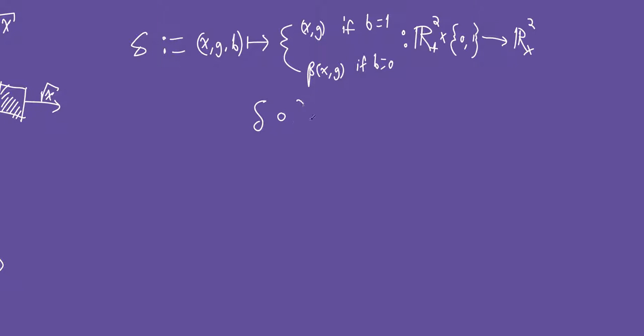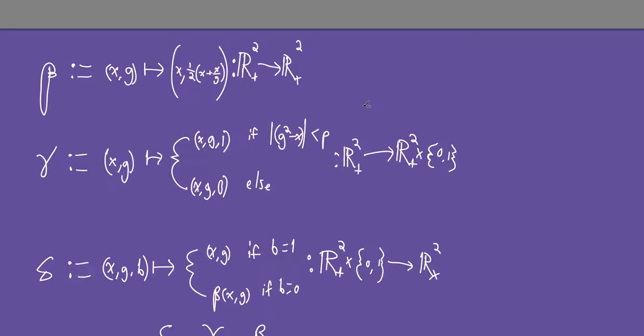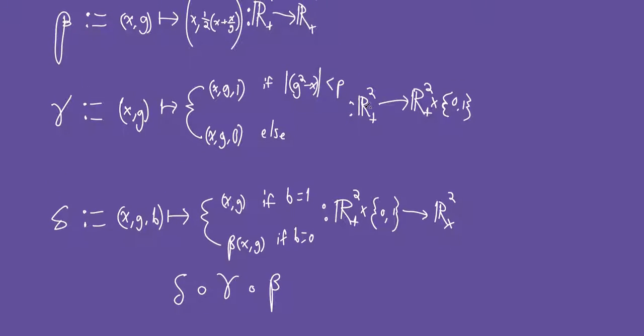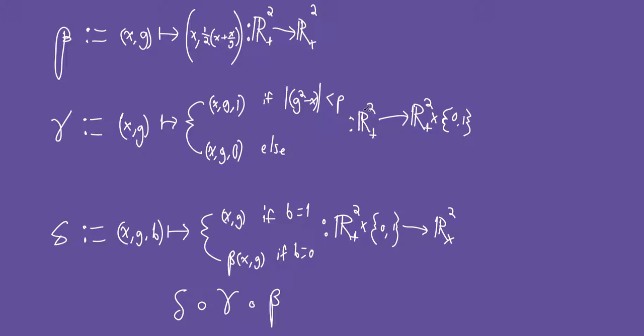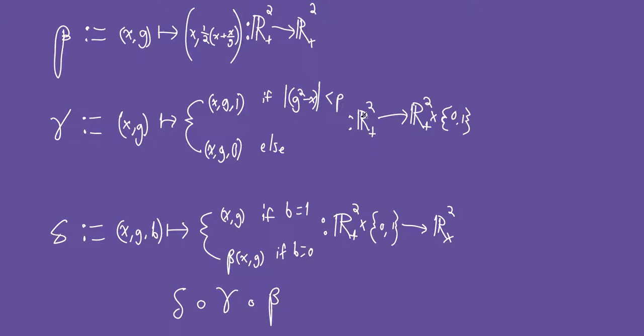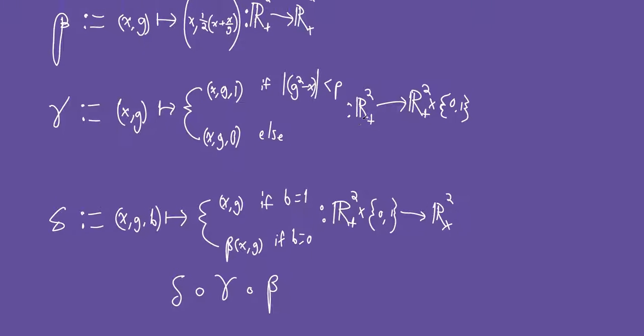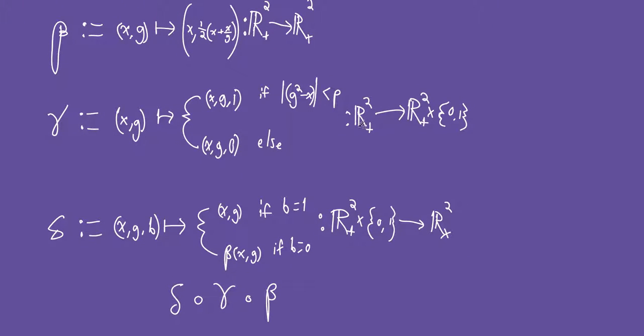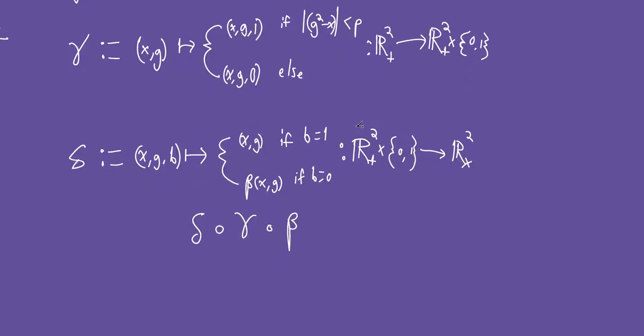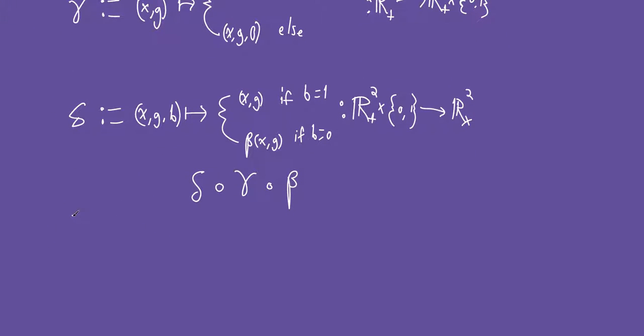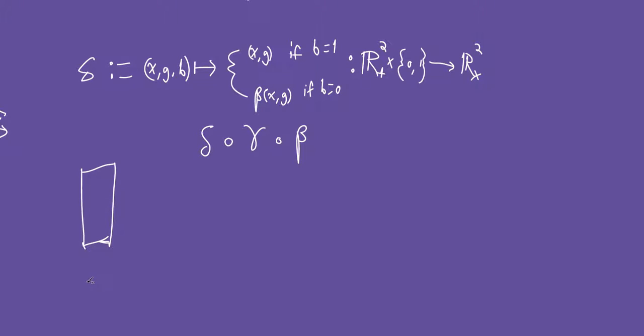Delta compose gamma compose beta. Basically, remember the outcome of this composition operation is a function in itself. If this is our domain set, our original input set, we'll call it the source of beta.